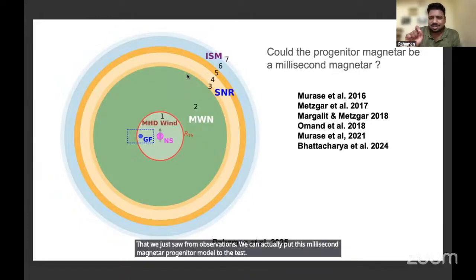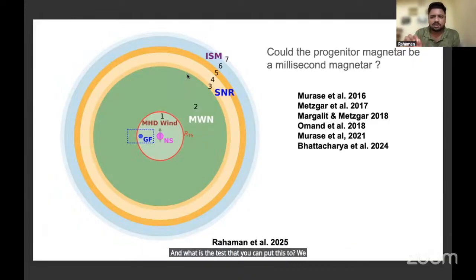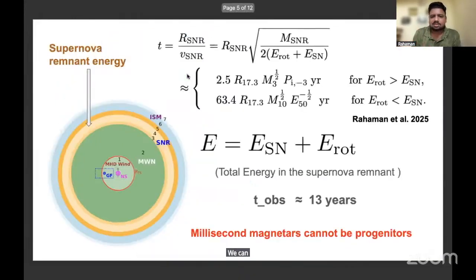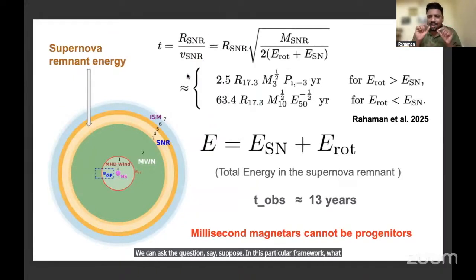And what is the test that you can put this to? We can ask a very simple question. Suppose in this particular framework, what is the time that is required for the supernova remnant to expand to a size of around 0.1 parsec? That time would correspond to the age of the source. For a millisecond magnetar, the time it takes for the supernova remnant to expand to a size of 0.1 parsec is close to 2.5 years. It's less than 3 years.